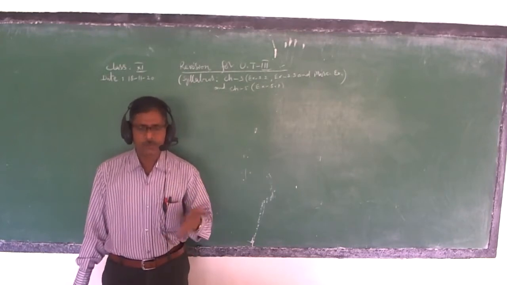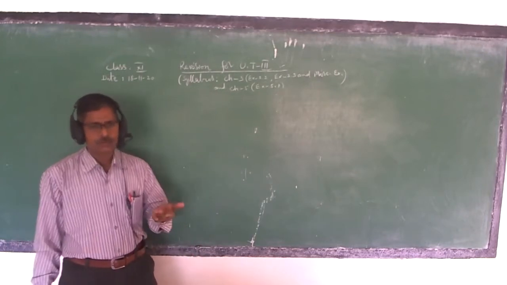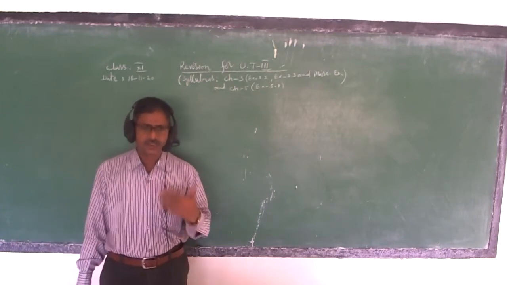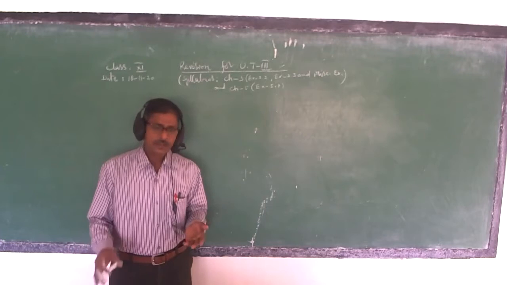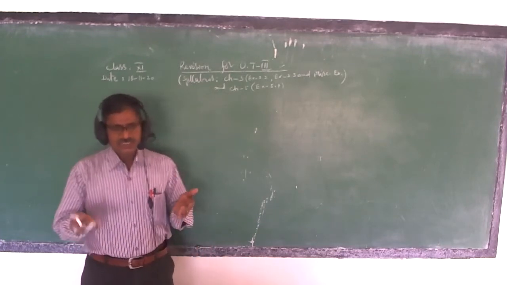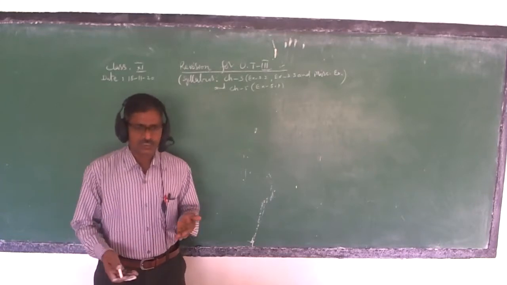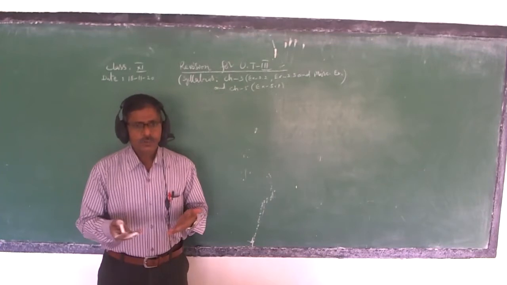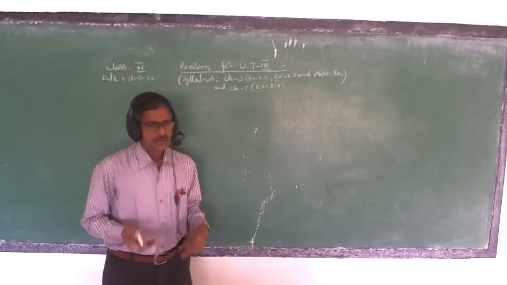In the same way, multiple angles means how do you get sin 2x, cos 2x, tan 2x, sin 3x, cos 3x, tan 3x. Then what do you mean by a submultiple angle? Suppose sin 2x is known to us. Then from sin 2x, how do we find sin x? So this is what a submultiple angle is.